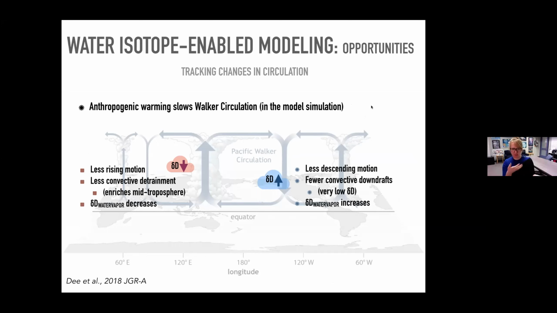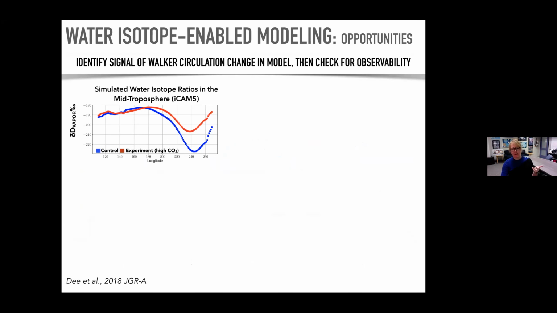in water isotope space? So if you have a slowdown of the circulation in the mid-troposphere, if we had a target, what would that look like in water isotopes? And so this is what we did, right? We can put some constraints on delta D in the mid-troposphere. And what we found is that essentially in a high CO2 environment or a warmer world, the gradient in delta D in the mid-troposphere sort of shallows.